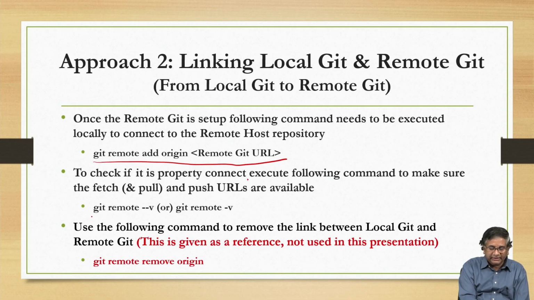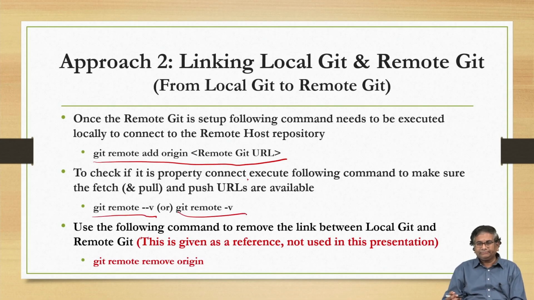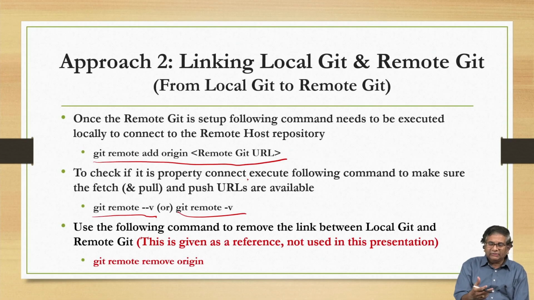So then we have to give git remote -v. If you give this command, it will show you whether it is really connected or not. The add command is to connect the remote host and the local host, and this one is to check whether they are connected properly or not.